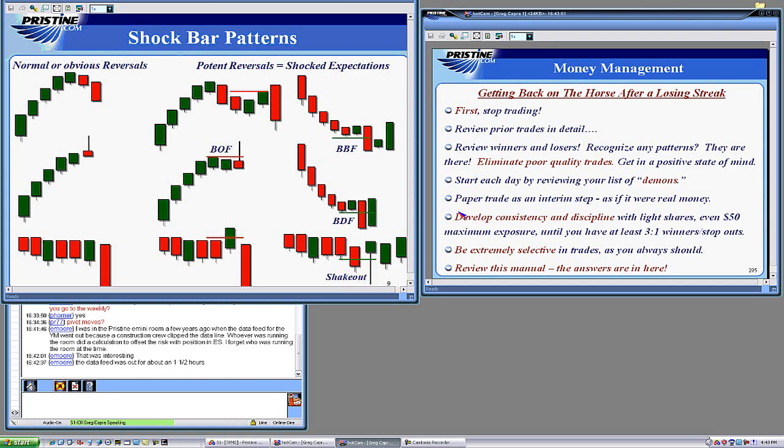And review your demons at the beginning of the trading day. Start paper trading, but do it as if it was real money. Develop consistency. Small share size. Start building confidence by reviewing those 3-to-1 winners. Always be selective. And then review what's in this manual and study it. And it says the answers are going to be here.